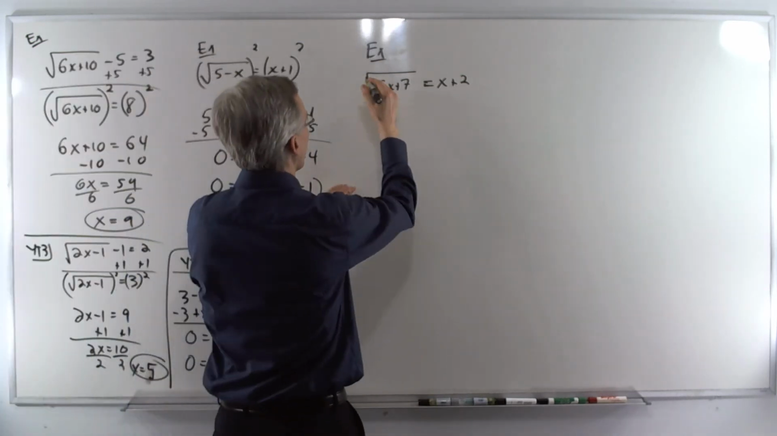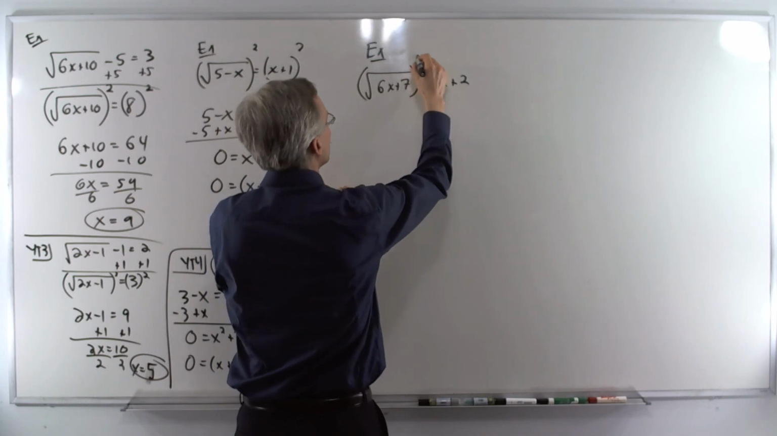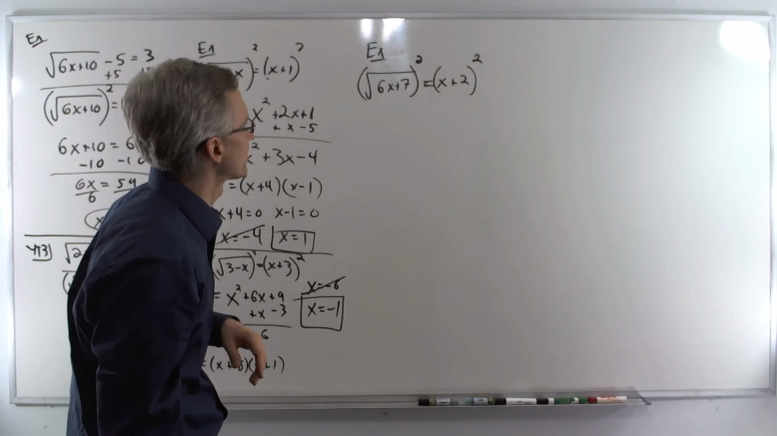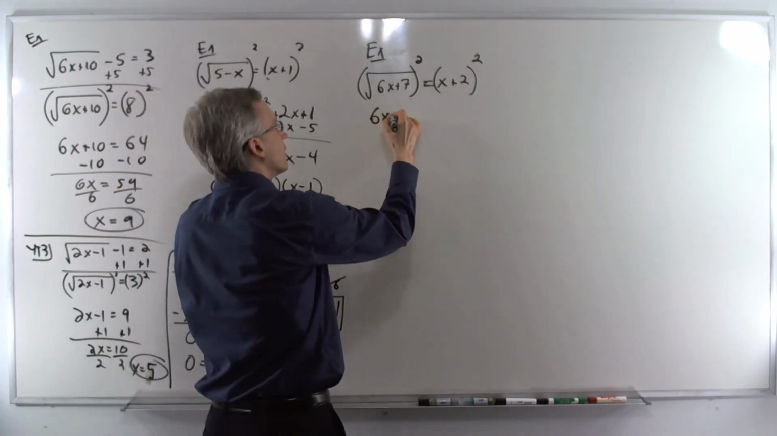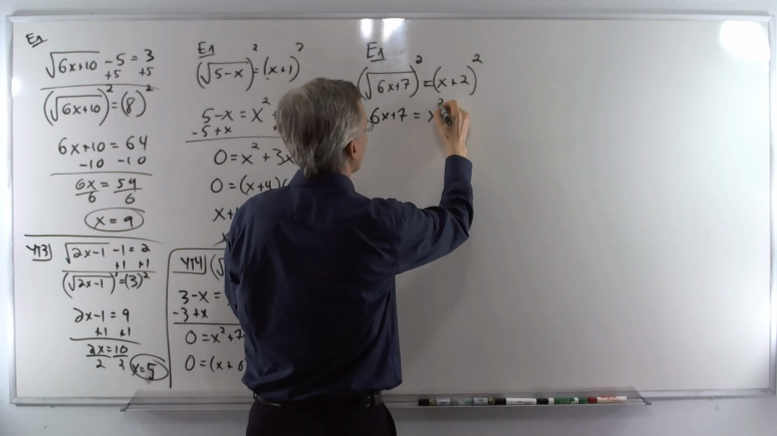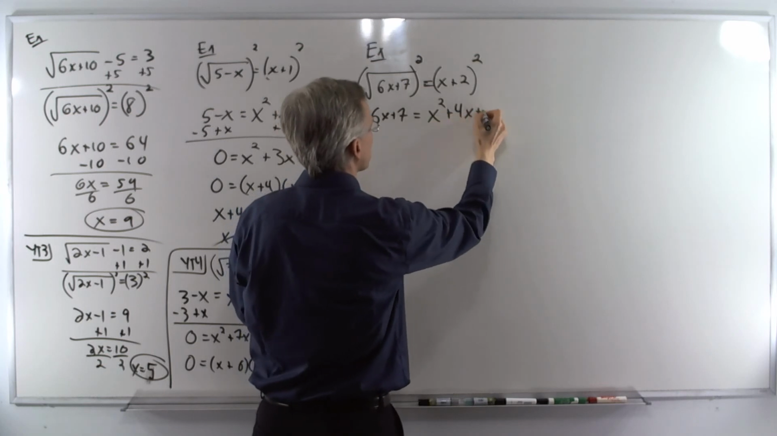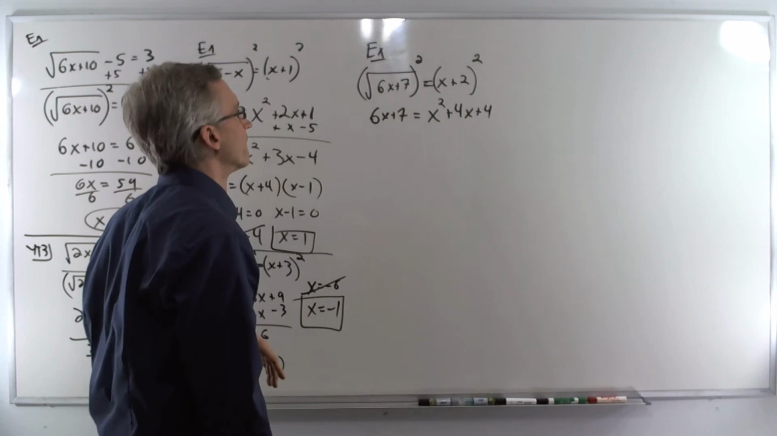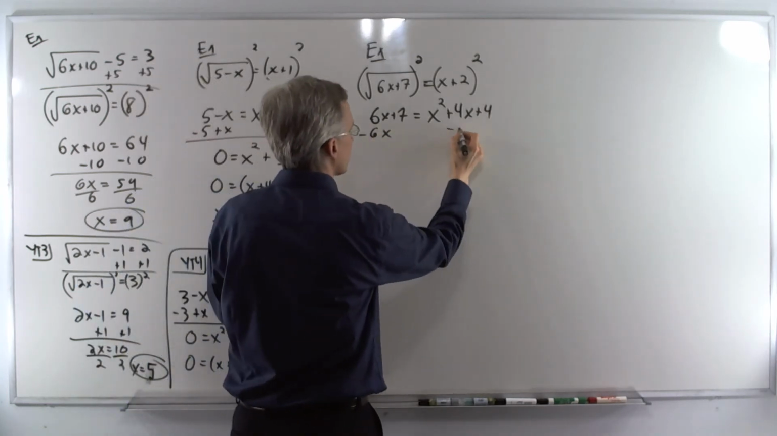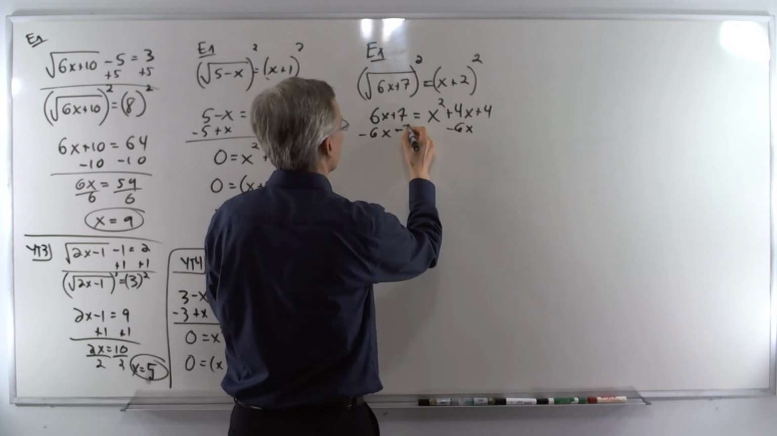So we have the radical isolated on this one, so we can go right to squaring both sides. So we get 6x plus 7 on the left, and x plus 2 squared gives us x squared plus 4x plus 4. All right, let's get everything to the left. Minus 6x on both sides. Minus 7.